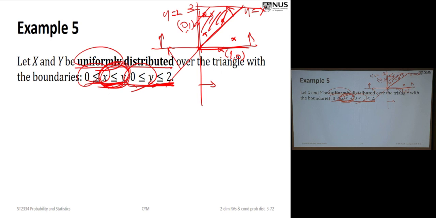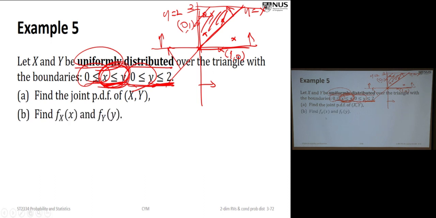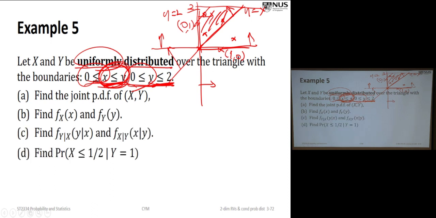All right? So we are then asked to find the joint PDF of x,y. You are not given it. What you're given is only a statement saying that it's uniformly distributed over this region. Then find the marginal of x, the marginal of y, and then find the conditional of y given x and x given y. Lastly, find the probability of x less than or equal to 1/2, given that y equals 1. And also find the probability of x less than or equal to 1 and y less than or equal to 1.